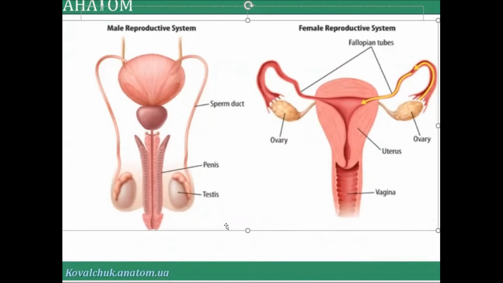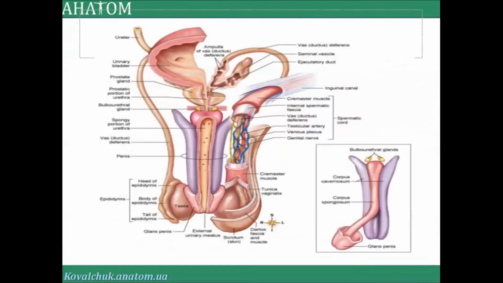And if you will find some pictures, very good if you have two systems, male and female, together, because you can look at some same forms but some differences.